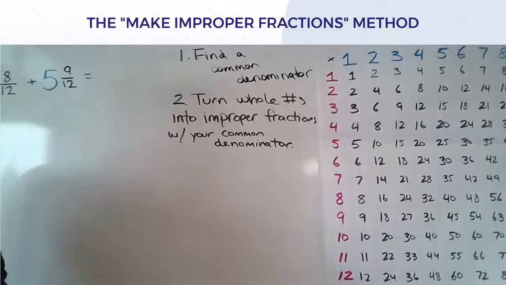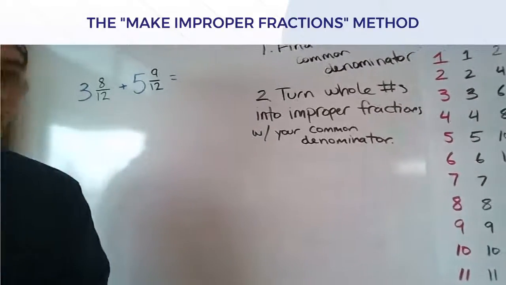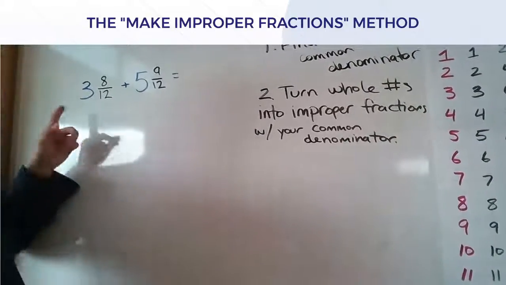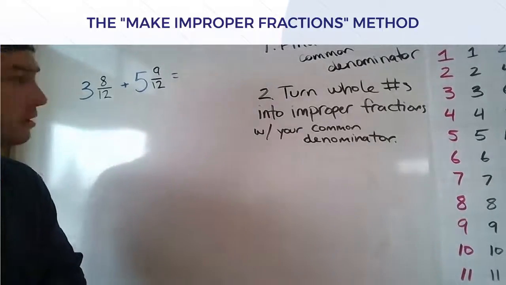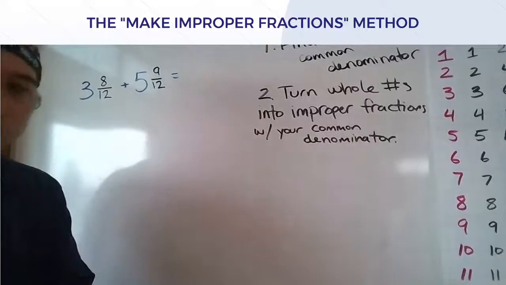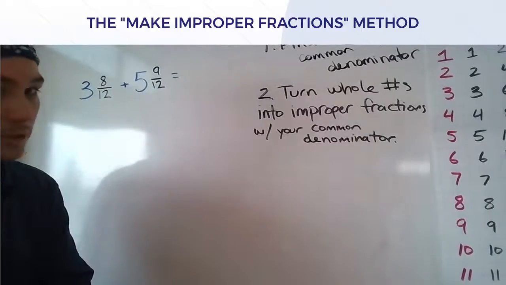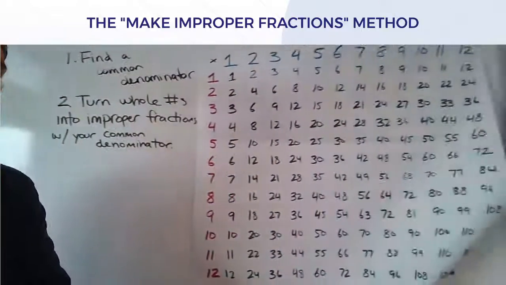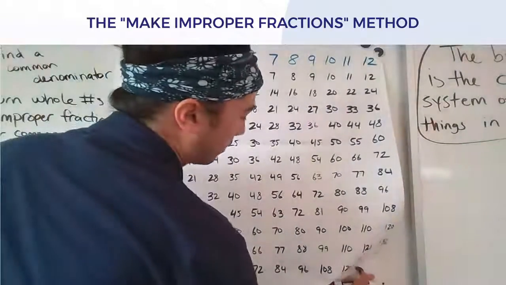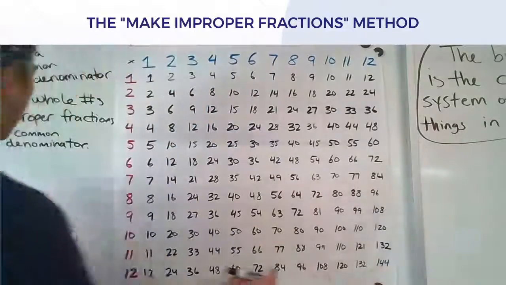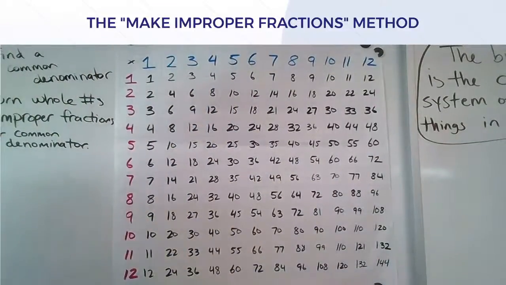Okay, so what's our common denominator here? Twelfths. So we want to know how many twelfths equals 3, how many twelfths equals 5. There's 2 ways you can do it. Go to your multiplication chart here. How many twelfths equals 3?